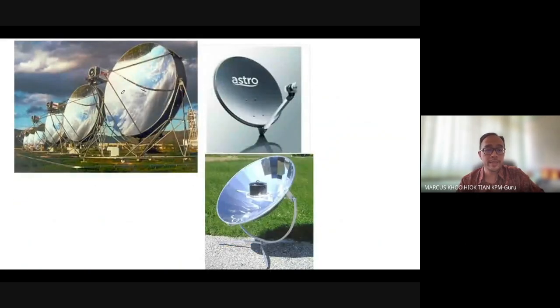Okay, so for example, the Astro dish is a curved mirror, and the distance between the curved reflector and the receiver over here is the focal length. Here is the focal point. Same thing with this dish over here, this distance to the receiver is the focal length, because the signal will reflect at the focal point. So you want all the signals to come to the focal point so that you don't miss out anything, you don't lose signal or anything.